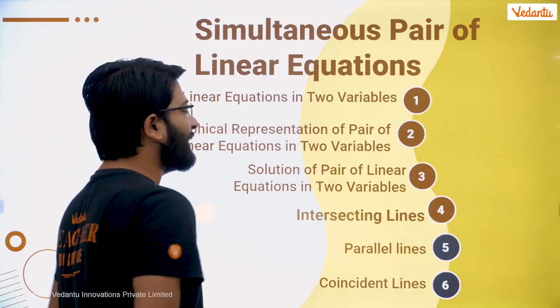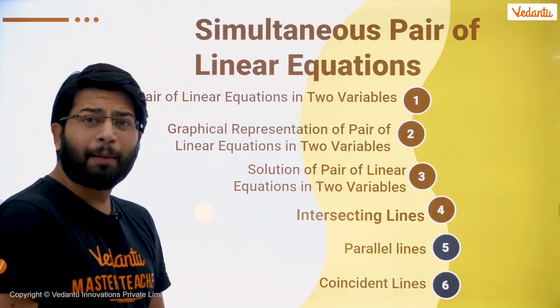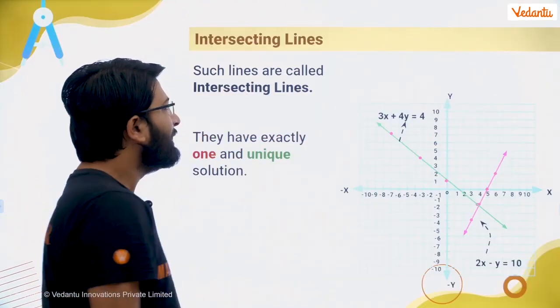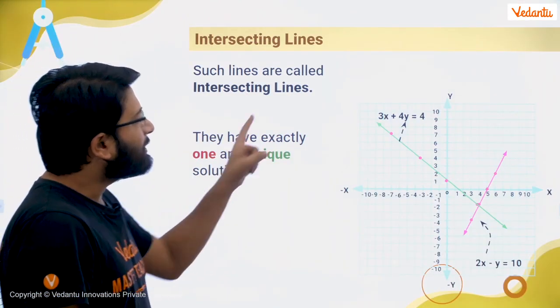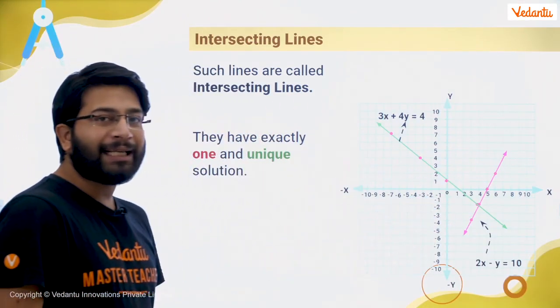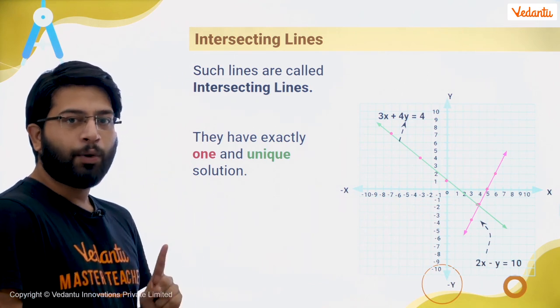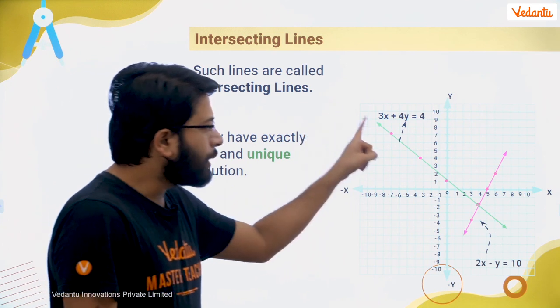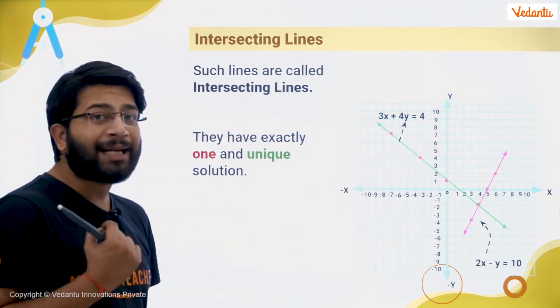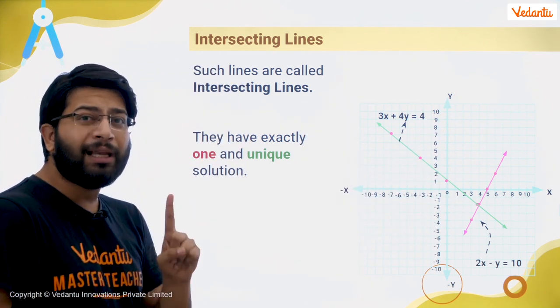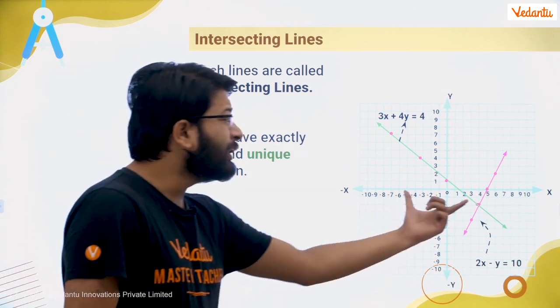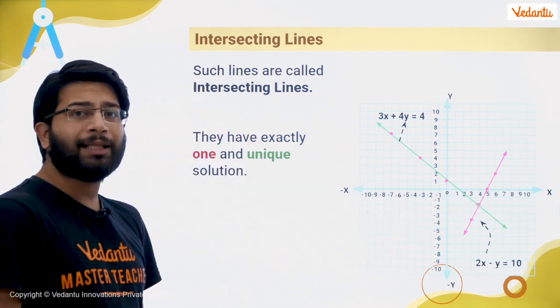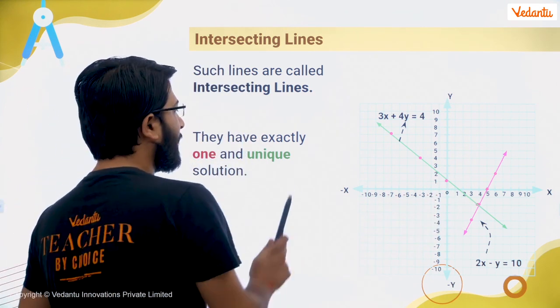Okay, very good. Now, champ, let's talk about the intersecting lines. We have seen that such lines which intersect at one point have exactly one and unique solution. So the lines which intersect at only one point and have a unique solution are known as the intersecting lines. Okay.